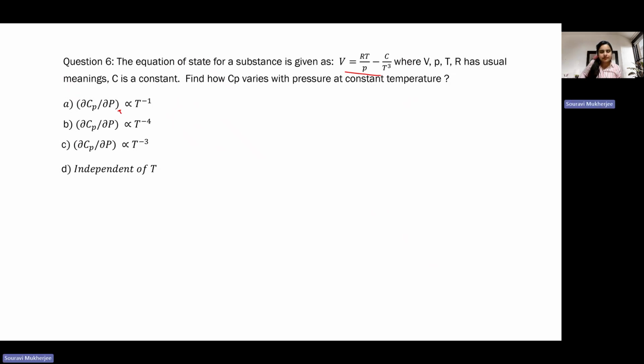V is provided. You have to find del Cp by del P. Okay. What is the definition of Cp? Where do we start? V is given in terms of pressure and temperature and certain constants.